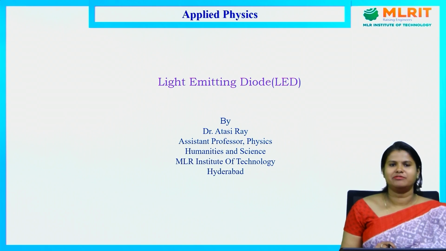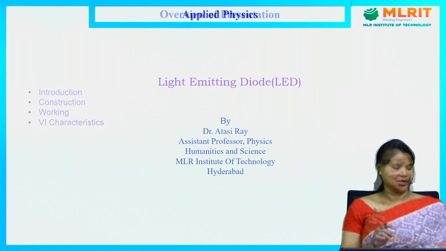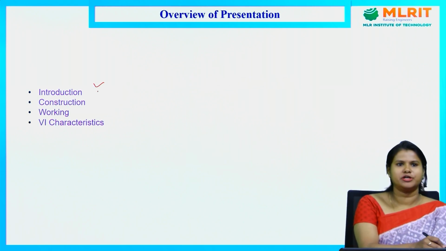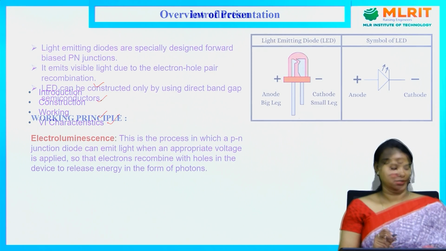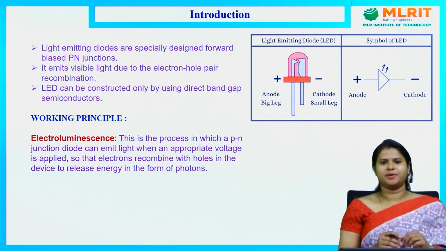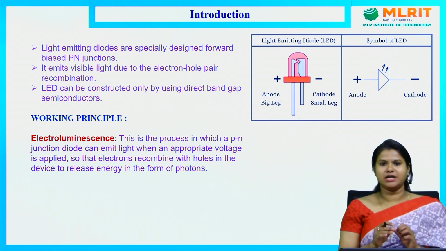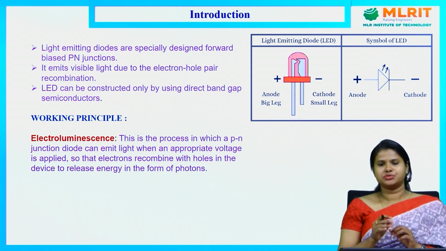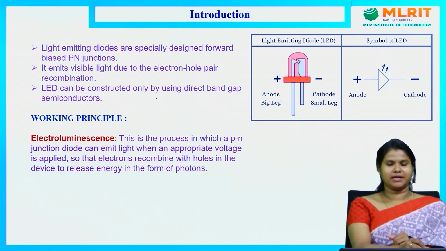So today I will discuss a semiconductor device, the LED, which is known as the light emitting diode. I will go through the introduction, then the construction of the LED, then the working and VI characteristics of the LED. Now we will see what an LED is. LED is nothing but a light emitting diode. These are specially designed PN junction diodes. Here we will construct the LED out of direct band gap semiconductors.